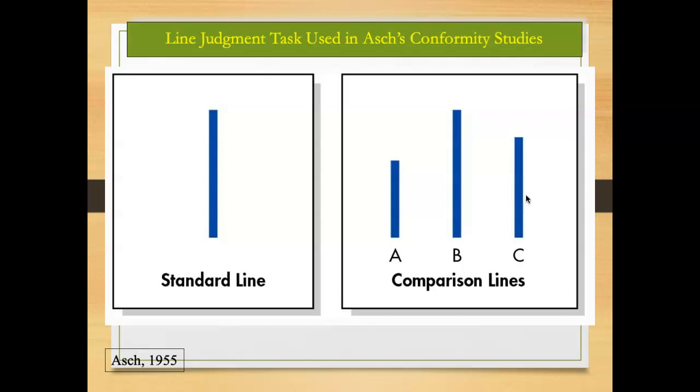The first 4 are Confederates, and then the participant is in position 5. Then there's another Confederate afterward, who basically goes along with the group, whatever the answer is. That's after the participant responds. Now there are normally about 40 trials in the Asch study, and on most of the trials, all the Confederates give the right answer.